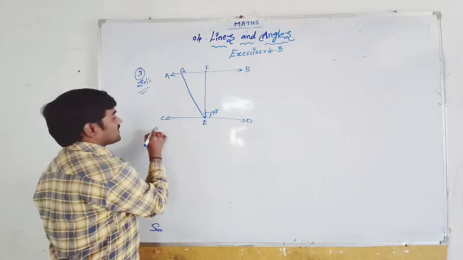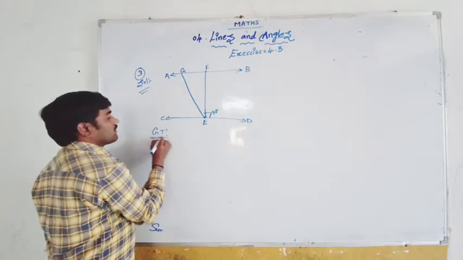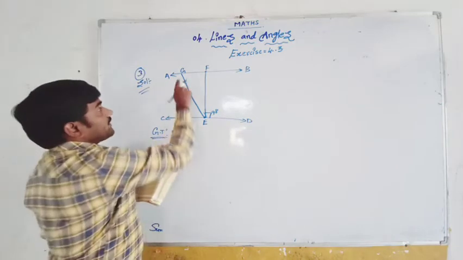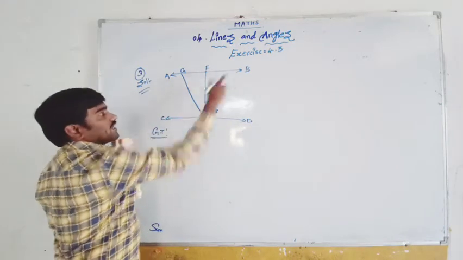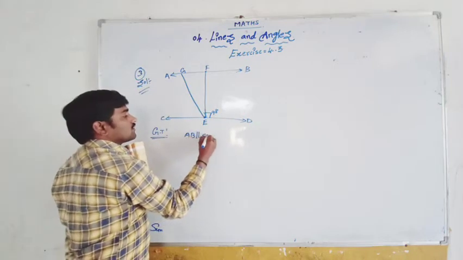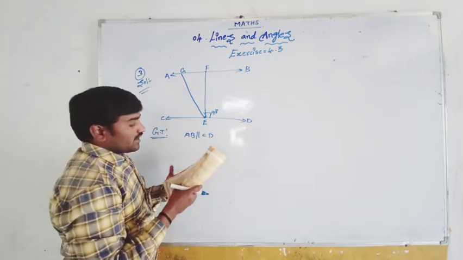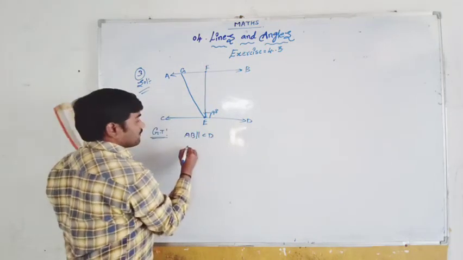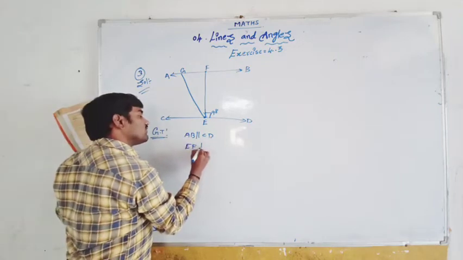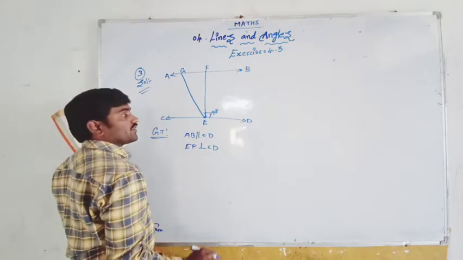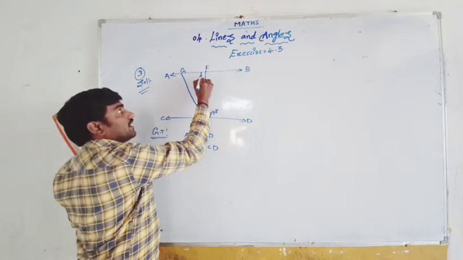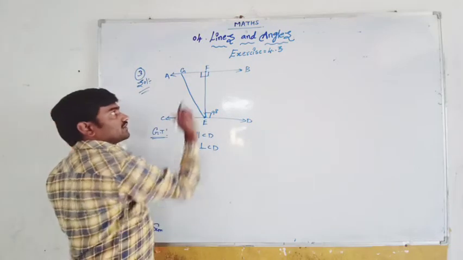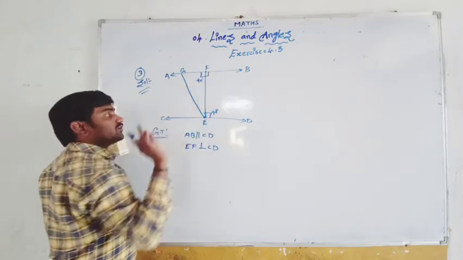So let us see what is given actually. In the adjacent figure, AB is parallel to CD. Yes, the AB line is parallel to the CD line. It is given, and EF is perpendicular to CD. So we will know that here and here they are perpendicular, both straight lines. So here it is also 90 degrees. You need to remember that.